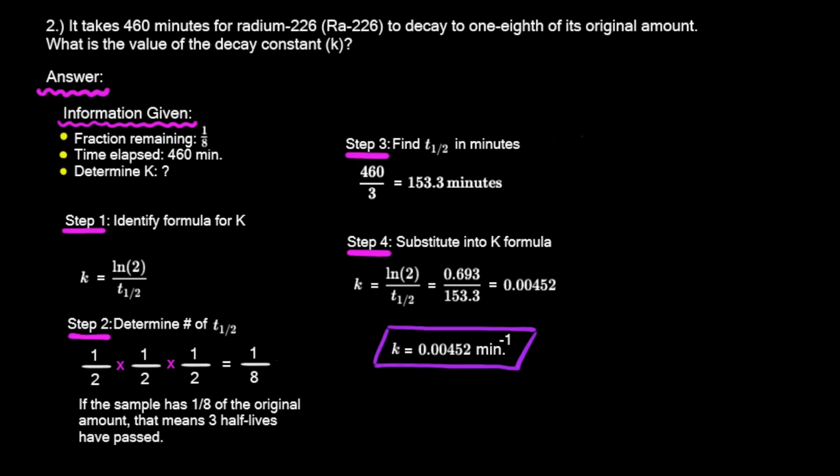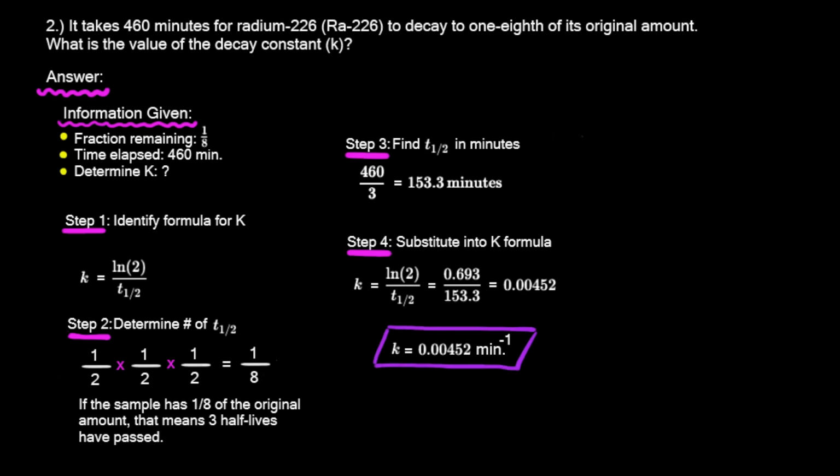In step number 1, we need to identify the formula that we will be using. The formula for the decay constant is K is equal to ln2 divided by the half-life. In step number 2, we need to determine the number of half-lives. If only 1/8 of the original amount remains, we can find the number of half-lives that have passed by multiplying 1/2 by itself 3 times until we get a value of 1/8. So multiplying 1/2 by itself 3 times gives us a value of 1/8, which means 3 half-lives have passed.